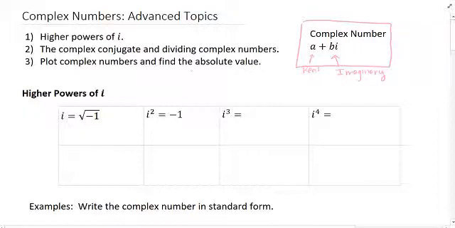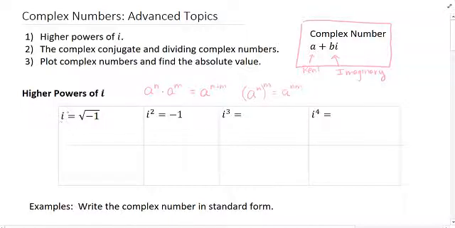bi is your imaginary part. In order to simplify higher powers of i, we're going to call upon 2 properties of exponents. Specifically, a base to a power times the same base to another power, what I do with those powers is I add them. And the other one is when I have a base to a power raised to another power, I multiply those. Okay, just a couple things to remember.